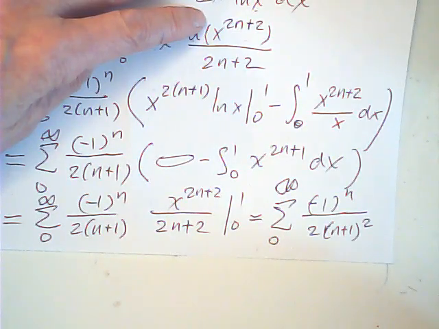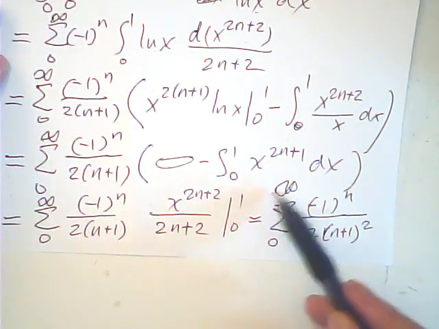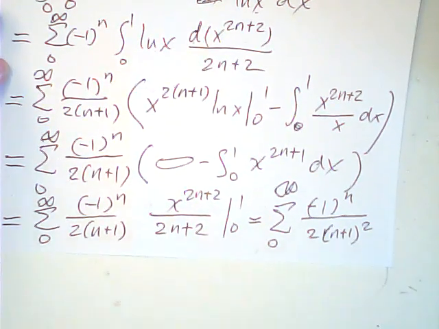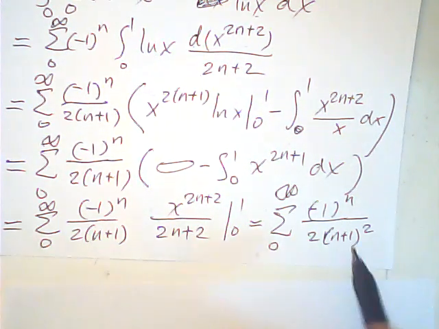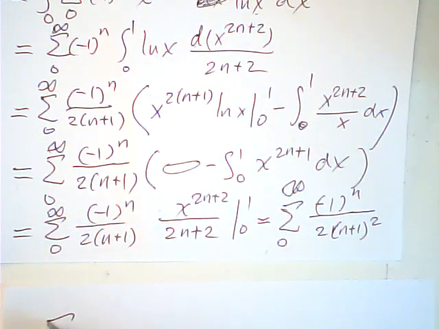Is that correct? Yes. All right. Finally, we just evaluate this pulse series. Now, how do we calculate this sigma n from 0 to infinity?